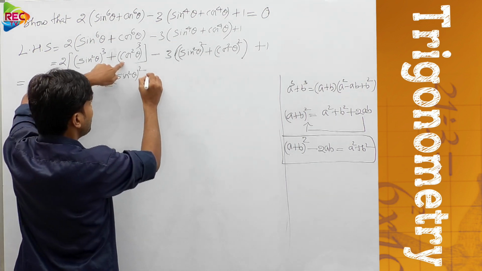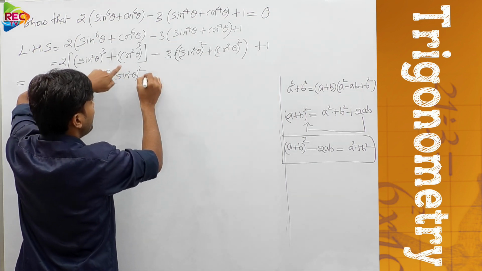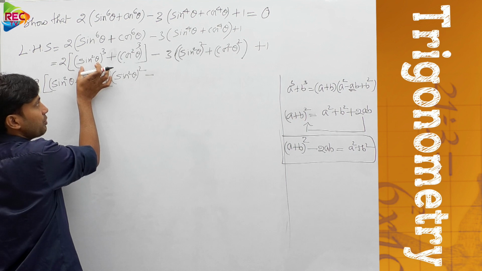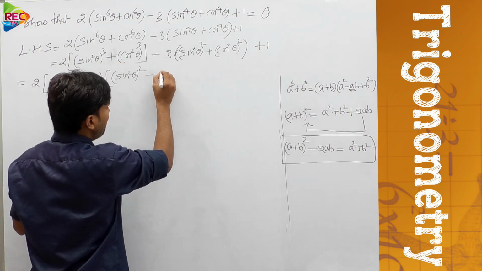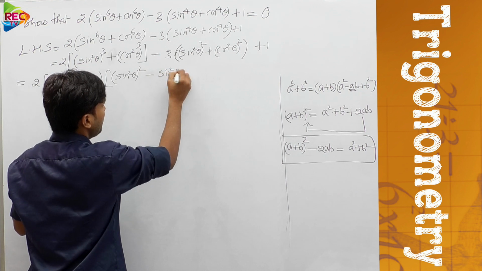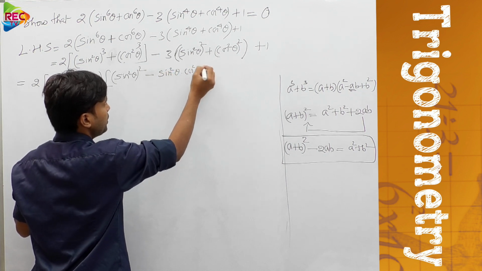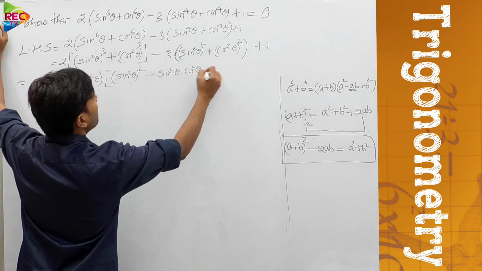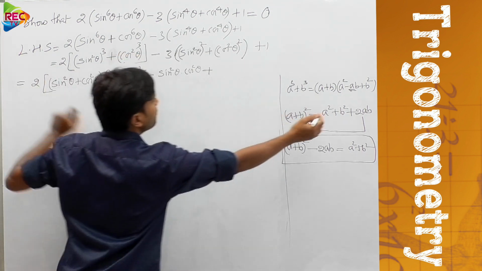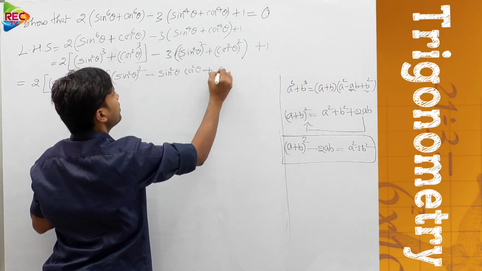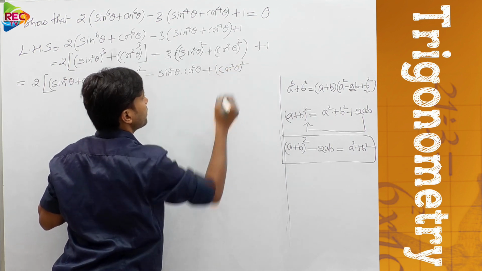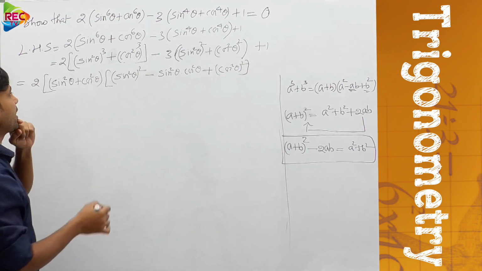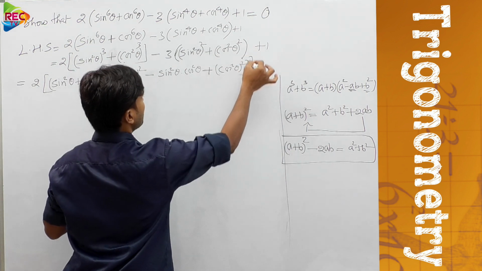Now b is your cos square theta, and minus ab. What does ab mean? A is sin square theta and b is cos square theta. So ab would be sin square theta times cos square theta. Now the last term would be plus cos square theta whole square, because b square is there. Now this is the expansion for the first expression.